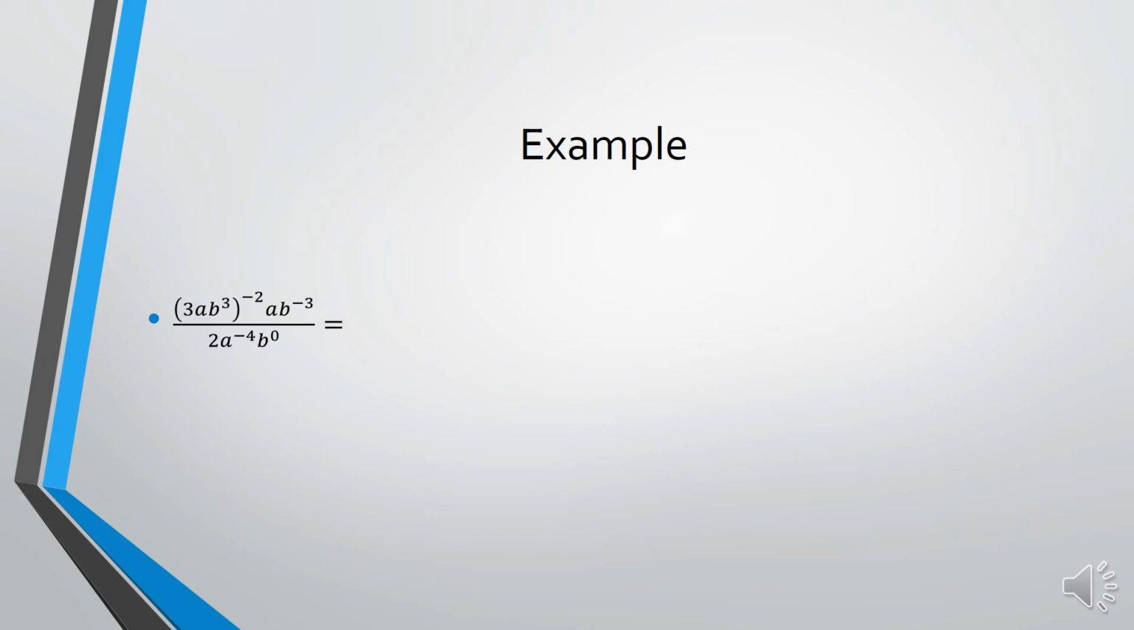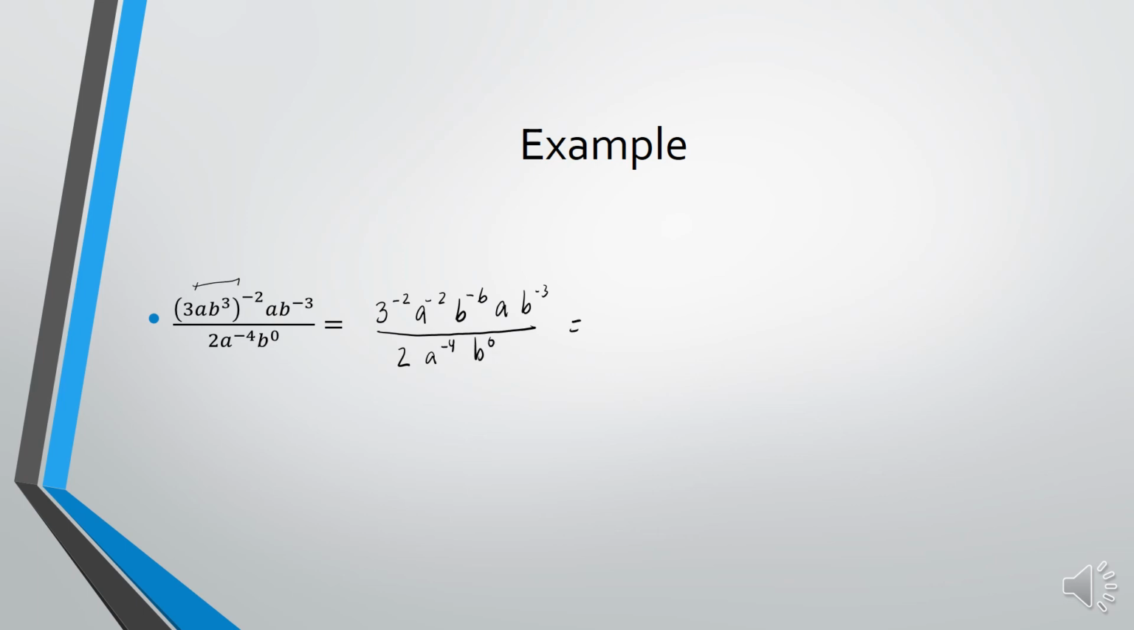Now let's do this problem. So 3ab cubed to the negative 2, then ab to the negative 3, divided by 2a to the 4th, a to the negative 4, b to the 0. First thing I'm going to do is this set of parentheses here. Because everything is being multiplied, we can distribute that negative 2. So that'll give me 3 to the negative 2, a to the negative 2, b to the negative 6. That came from the 3 times negative 2. And then everything else I'll leave alone for right now. So 2a to the minus 4, b to the 0.